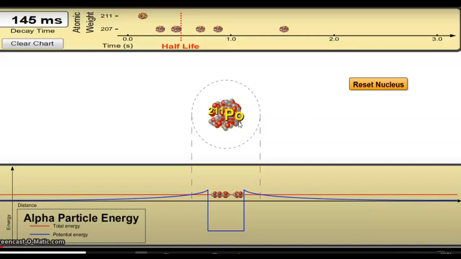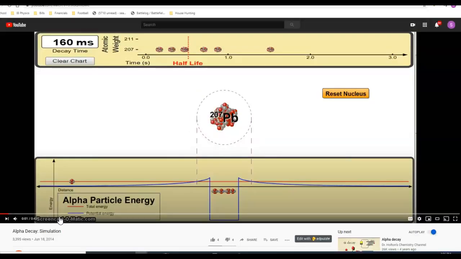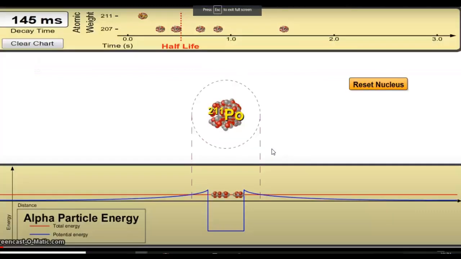What we start off with is polonium-211. And polonium-211 is unstable, it's a radioactive atom. What we're going to see is, in just a second, because it's unstable, it is going to undergo decay, and it's going to emit a particle. So let's turn the sound off, actually. And let's see that happen again. Boom. It happened already.